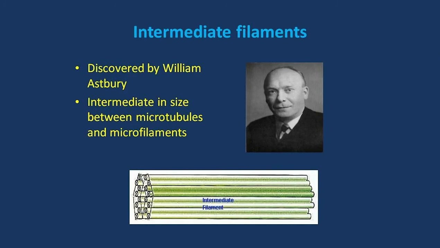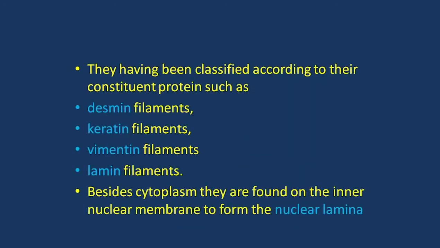Intermediate filaments were discovered by William Asbury. They are intermediate in size between microtubules and microfilaments. They have been classified according to the constituent proteins such as desmin filaments, keratin filaments, vimentin filaments, lamin filaments, etc. Besides cytoplasm, they are also found in the inner nuclear membrane to form the nuclear lamina. The chromatin fibers in the nucleus are attached to the nuclear lamina.